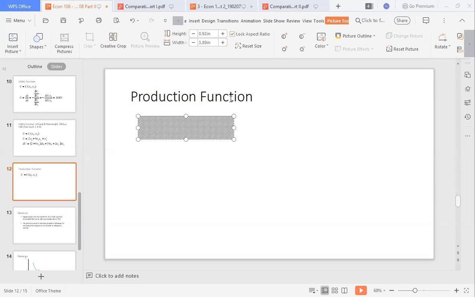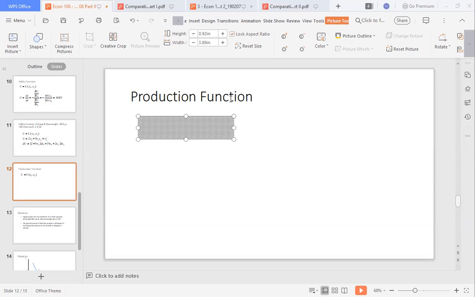Omengan, what was our production function again in firm theory? Just a typical production function. For the production function po, ito po ba yung sa quantity equals the function of labor and capital po? Yes, precisely. Okay, thank you.